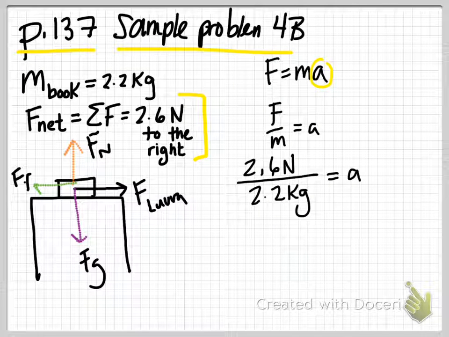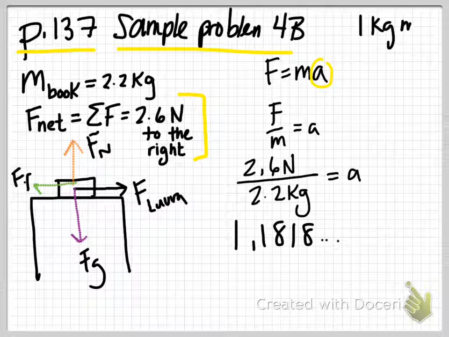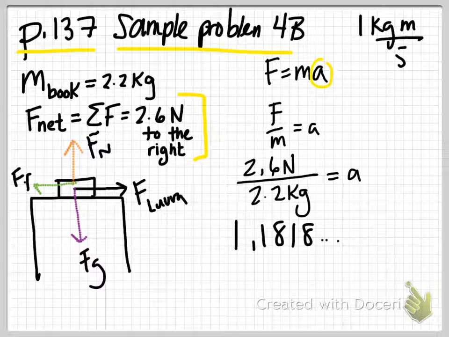When we compute, we get a raw value of 1.1818, etc., etc. It continues. Now, what units would we have? Well, remember your dimensional analysis, that a newton is 1 kilogram meter per second squared. So we've just divided out the kilogram, so what we're left with is meters per second squared, which of course happen to be the correct units for acceleration.